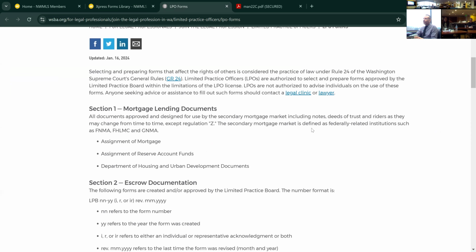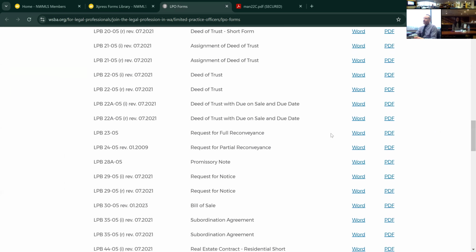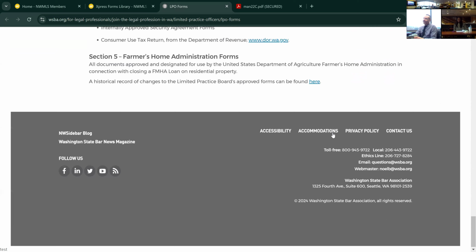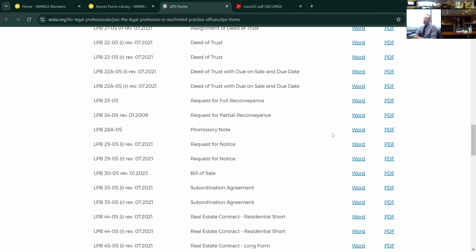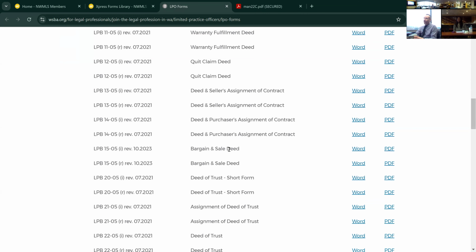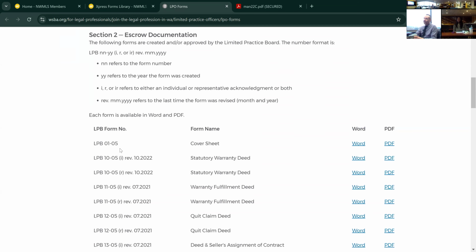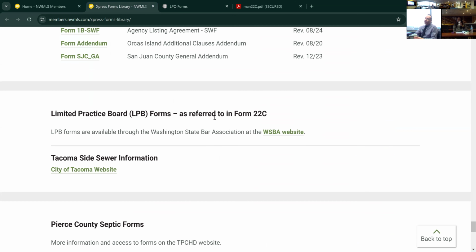So here is the section for mortgage lending documents. Section 1 talks about an assignment of reserve account funds, Department of Housing and Urban Development documents. And then in section 2, there are a lot of documents in here for the DFI, for everything that's governed under DFI. There are things for a bargain and sale deed, in Word document version or a PDF, quitclaims. Is that through the MLS that you get? That was right from right here.